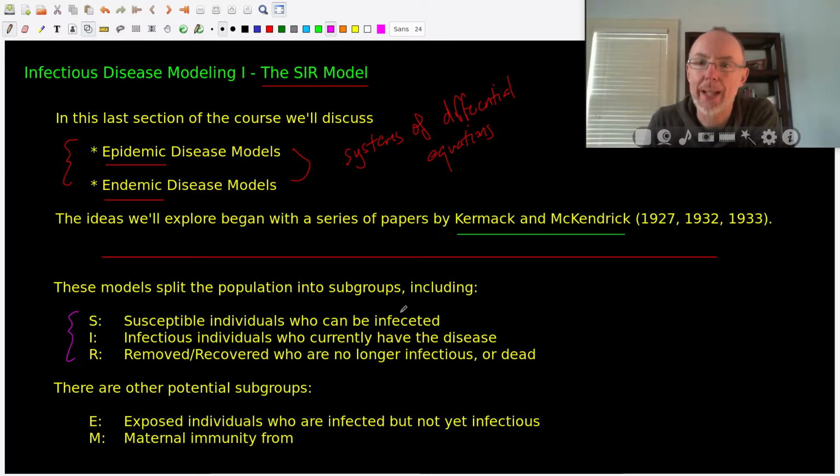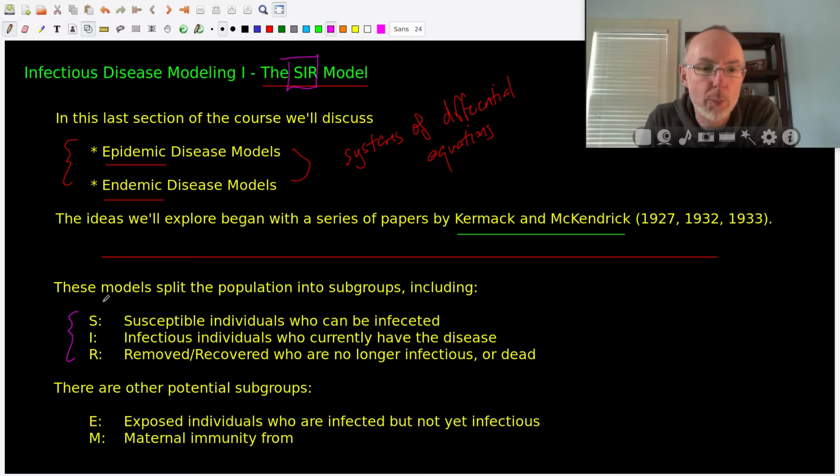These are the people who can be infected. There's infectious people who currently are infected and have the disease. And then we talked about the removed and recovered group of people. They're the people who are no longer infectious, or they might have died, but either way, they're no longer available to be infected, and they're not currently infected. So in a sense, they've been removed from the action, if you like. And that's where the term SIR is coming from, because this is the susceptible, the infected, and the recovered groups.